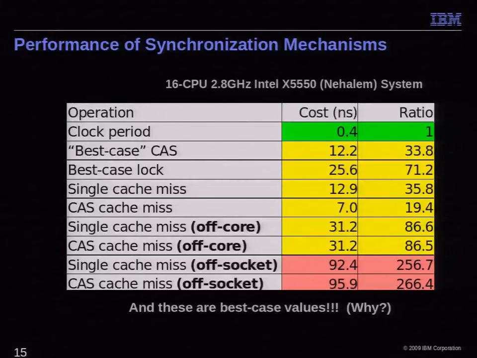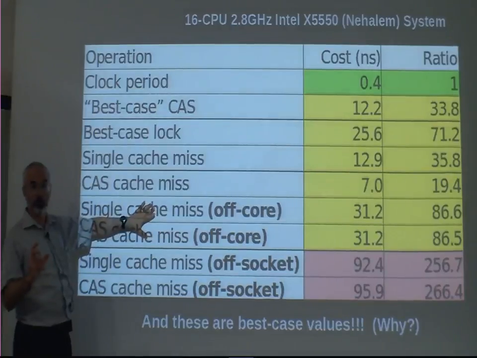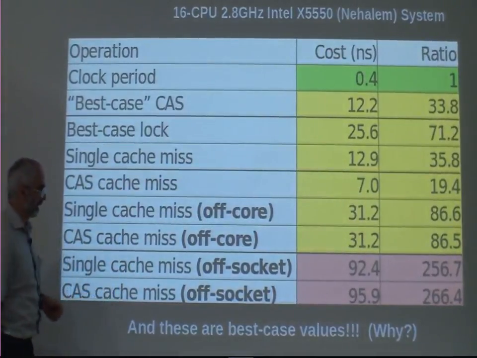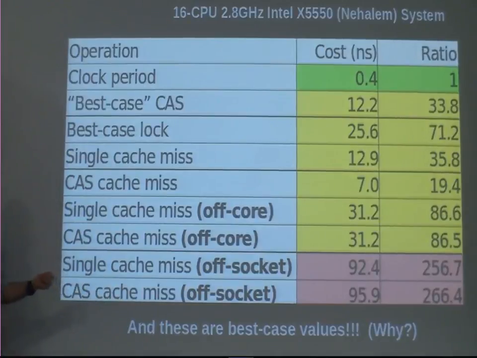The best case lock is costing us almost 2 orders of magnitude more than a simple instruction. But what's worse is if we have an off-socket cache miss, we're way above 2 orders of magnitude. Up here, we're within a single core. Down here, these 2 rows are within a single socket, but off-core. The ones at the bottom are actually going from socket to socket. And this was a 2-socket system, so in a sense it's a best case.